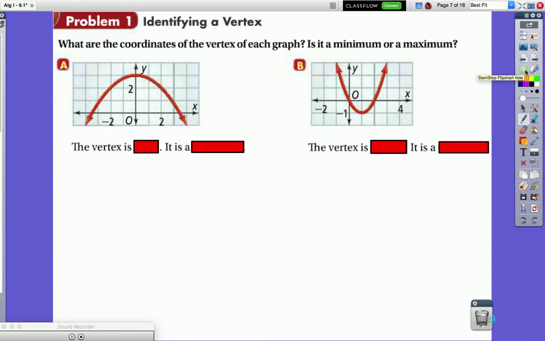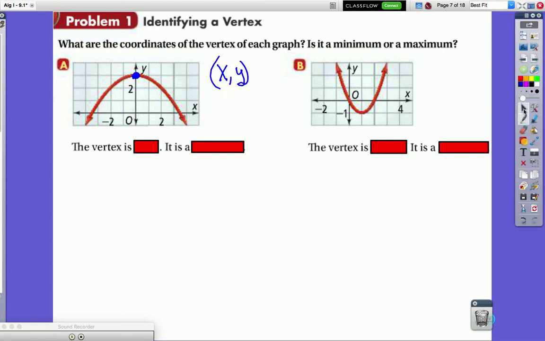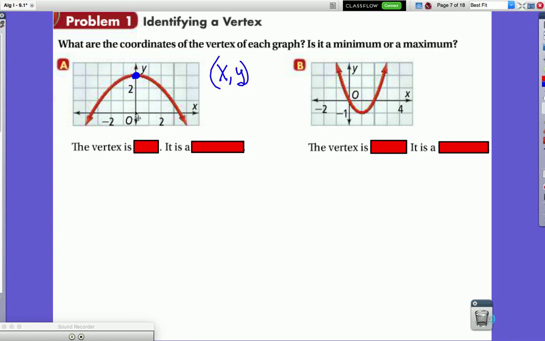Okay, so it says, what are the coordinates of the vertex and is it a minimum or maximum? The vertex is the highest point of the graph, so we just find where it changes from going up to down. This is the highest point right here. The vertex is an ordered pair, remember, an ordered pair x comma y. The x-coordinate is 0, and then we go up 3, so the vertex is 0, 3. Since this graph opens down, this is the highest point on the graph, so that makes it a maximum.